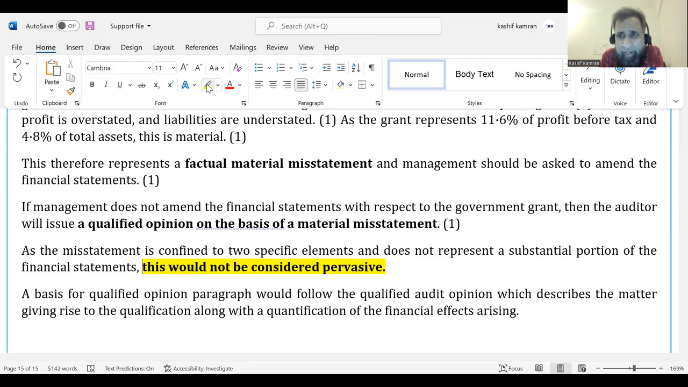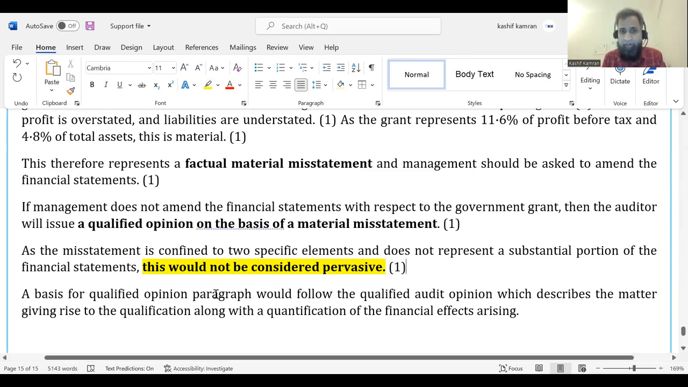I think in my previous webinars, I have mentioned that for something to be a substantial proportion, it must be over 60%. So if something is over 60% of the profit or over 60% of the assets, then only it will be considered a substantial proportion. Otherwise, not. So you are telling the examiner that this is only confined to a debit and a credit, and this is not affecting a substantial proportion. It's only affecting 11% of the profit and 4% of the total asset. So this is not pervasive. You get another 1 mark for concluding it's not pervasive, rather material.